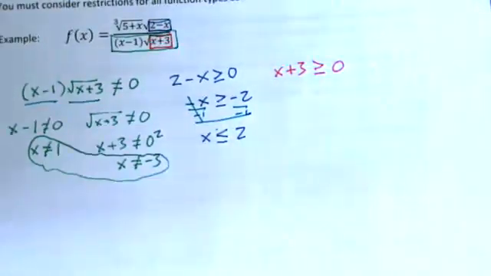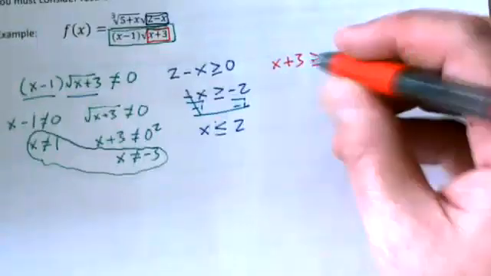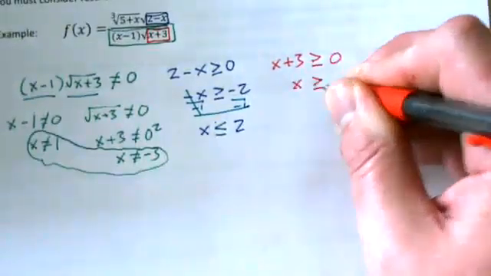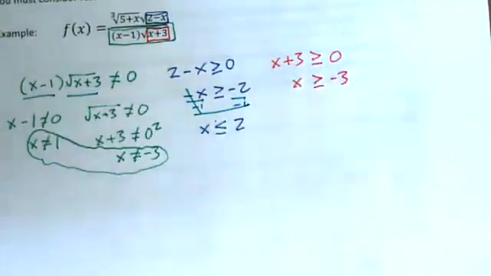So that's one of our subdomains, and then this one here, -3 on both sides. Oh, that's easy. Easy street.